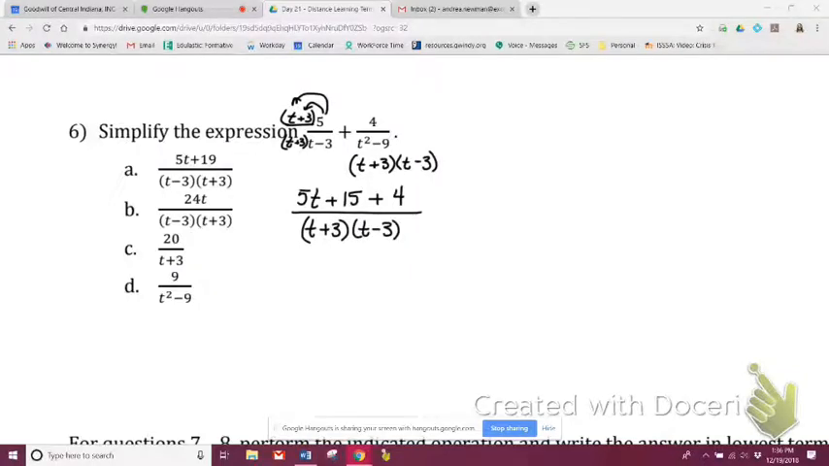Since we had that common denominator now, we just put them together into one big fraction. And then to simplify this, all you need to do is combine your like terms. So I'm going to combine like terms here, leaving me with 5t plus 19, which is letter A. Denominator didn't change.